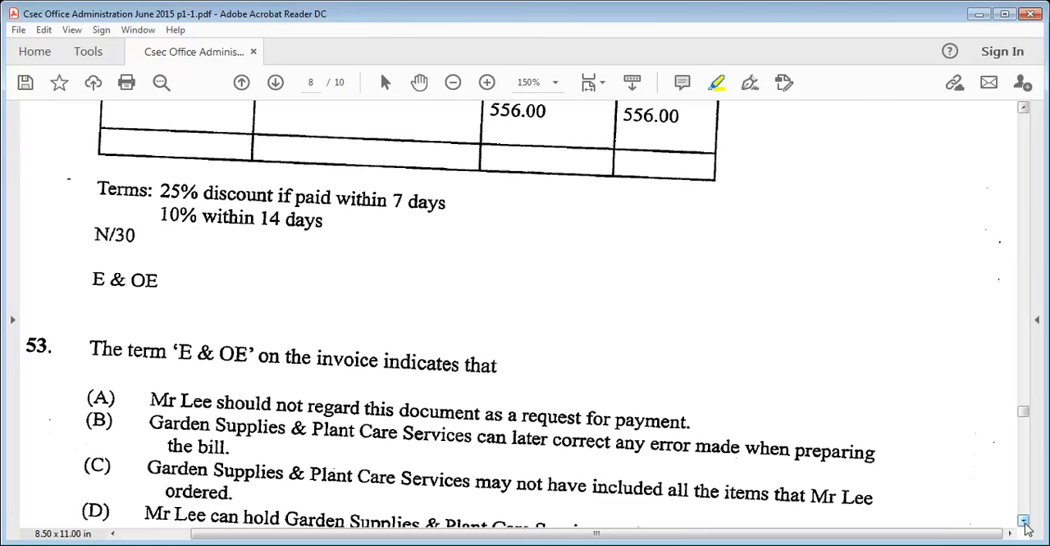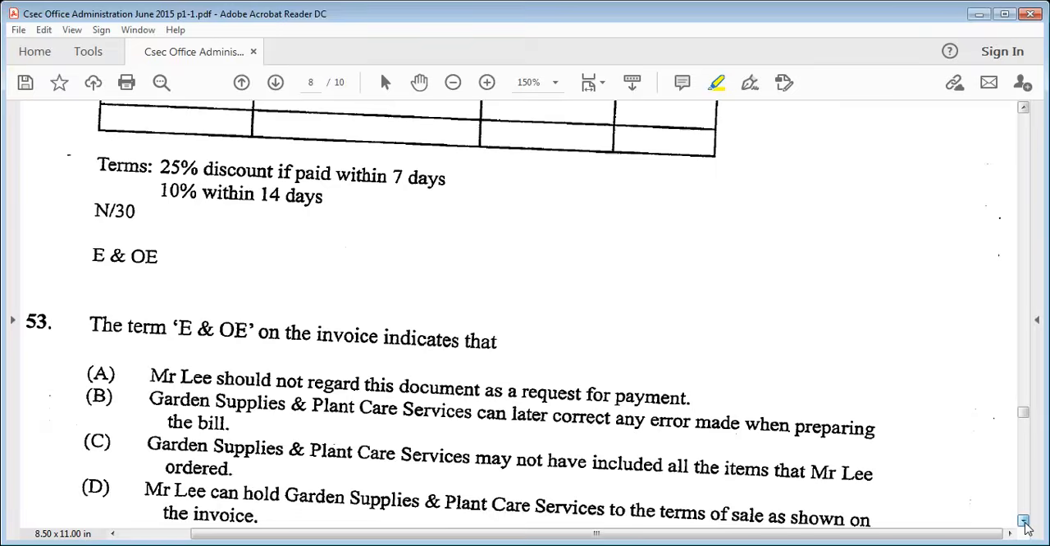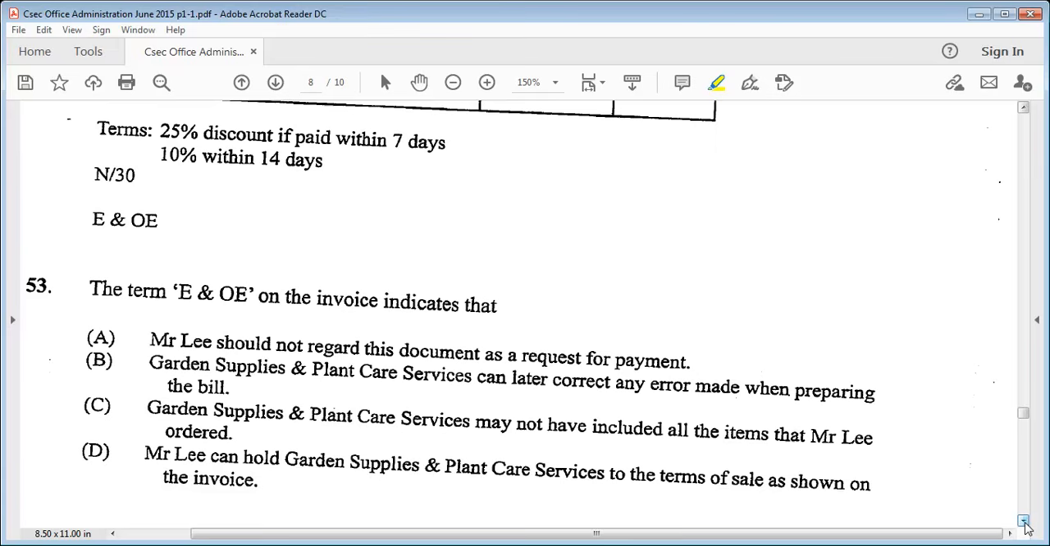Now question 53 says the term E and OE on the invoice indicates that A, Mr. Lee should not regard this document as a request for payment. B, garden supplies and plant care services can later correct any error made when preparing the bill. C, garden supplies and plant care services may not have included all the items that Mr. Lee ordered. Or D, Mr. Lee can hold garden supplies and plant care services to the terms of sale as shown on the invoice.